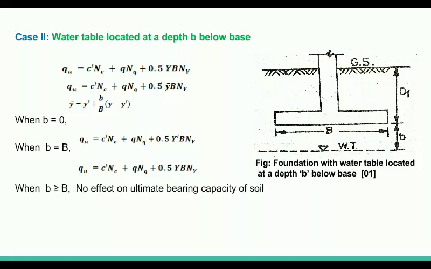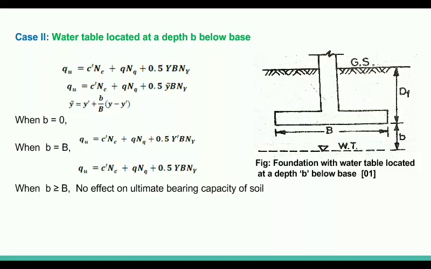Or in this case, when the depth of the water table from the base of the footing is greater than the width of the footing, there is no effect on the bearing capacity of soil. So whatever relation you get for b equal to B, the same relation will apply when b is greater than or equal to B. Like in the case of gamma dash, you have to take the bulk unit weight of soil. Right? Are you very clear about it?